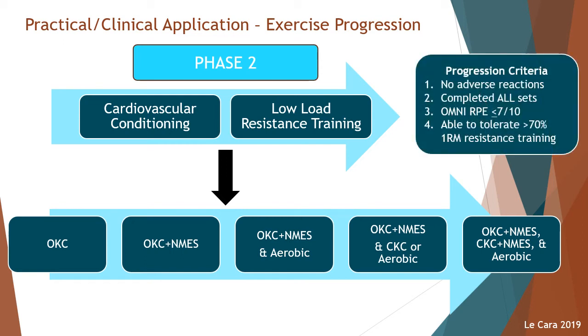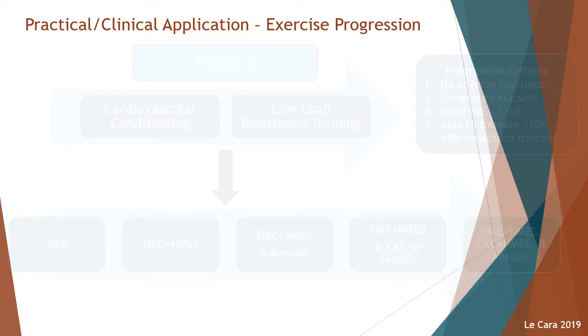Okay. The progression criteria into phase 3: no adverse reactions, complete all sets and reps of the given sub phase that they're on, their Omni scores are less than 7 out of 10, and they're able to tolerate greater than 70% 1RM resistance training, because that is what is to come in phase 3.